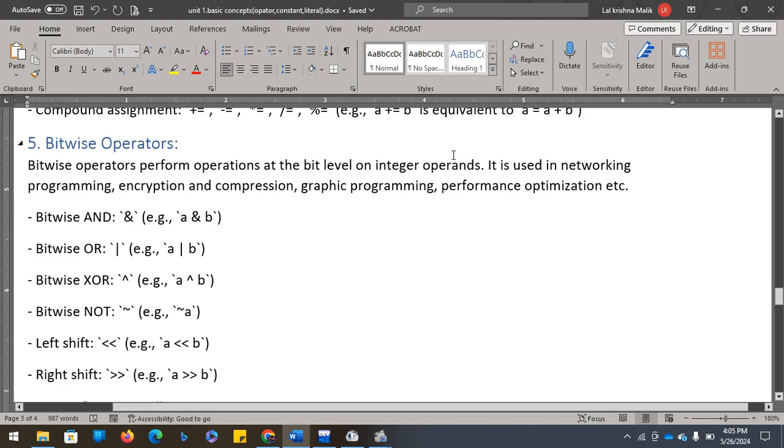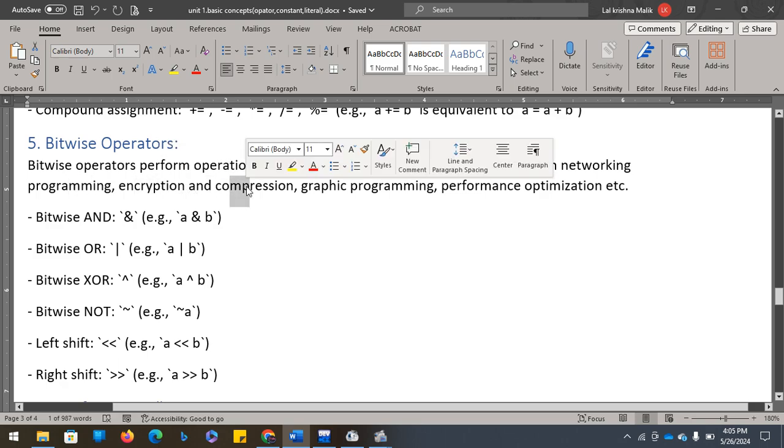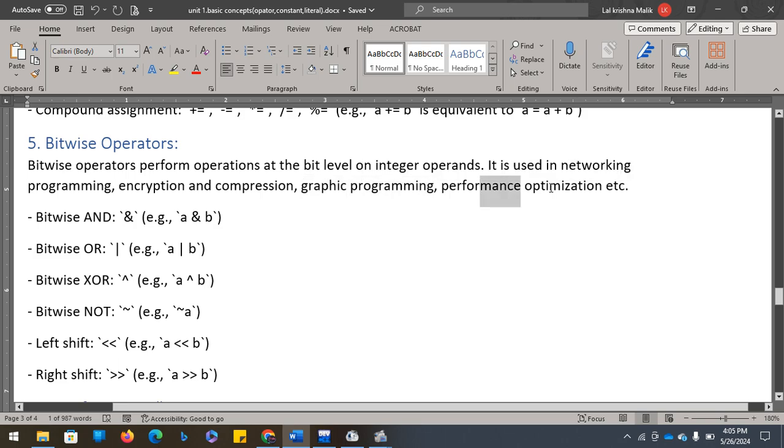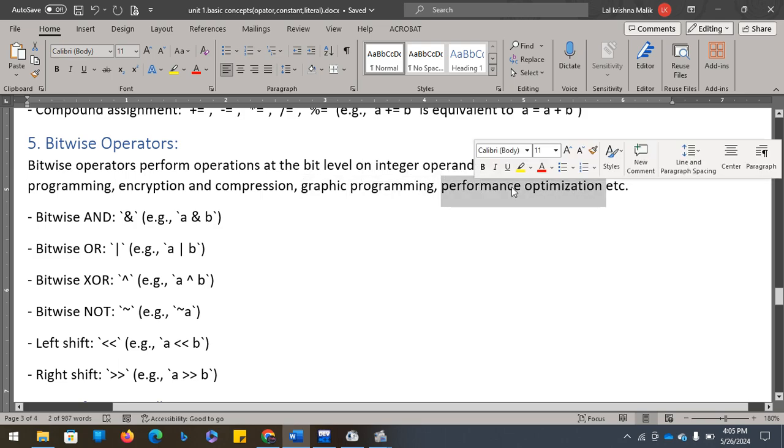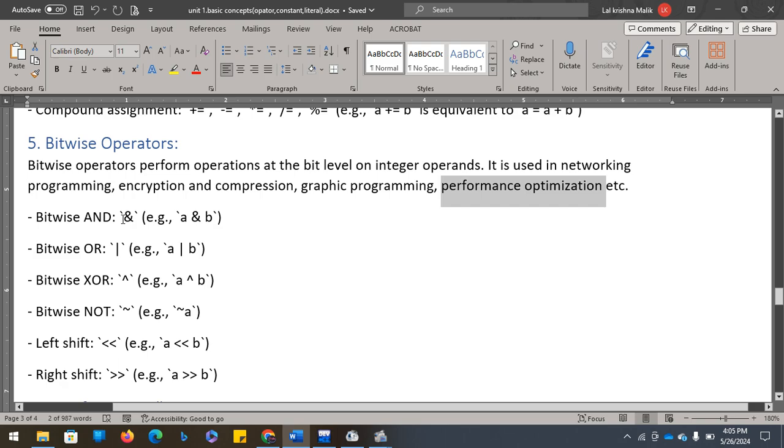Now, where is the application of this bitwise operator? There are various applications like network programming, data encryption and decryption, compression, graphics programming, performance optimization, etc. And what are the types of bitwise operators?